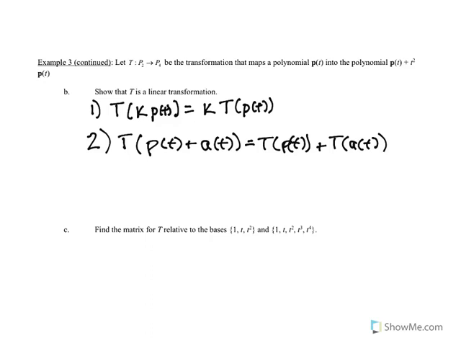Okay, now here's what we are here for today. Find the matrix T relative to this basis to this basis. Okay, so basis 1, we'll call it B, is the basis for polynomials of at most degree 2. And basis 2, we'll call C, is the basis for polynomials of at most degree 4.